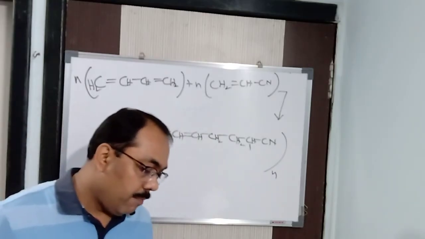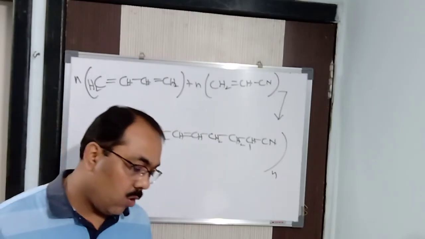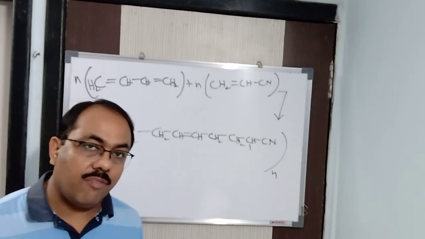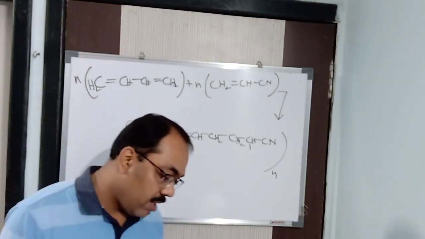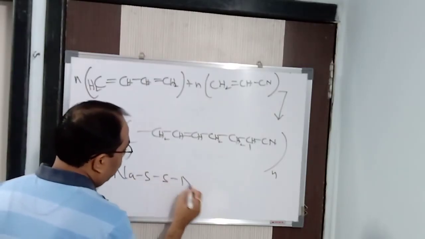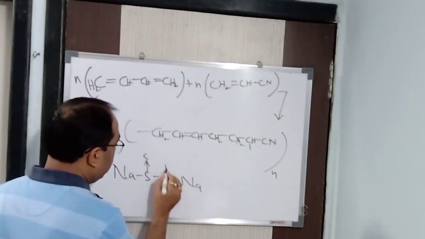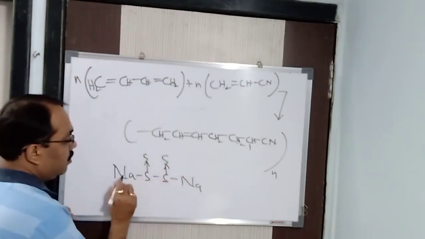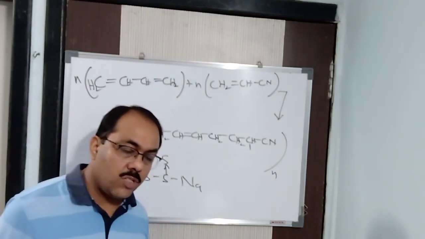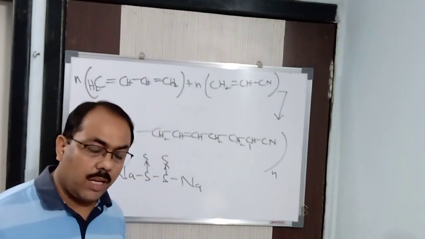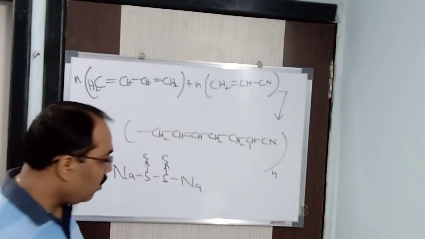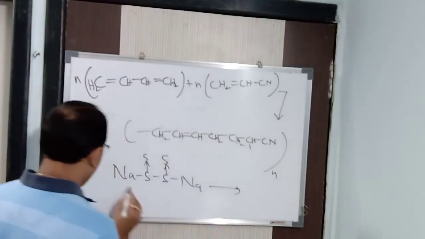We can also prepare polysulfide rubber, that is thiocol. In polysulfide rubber we take ethylene dichloride and sodium polysulfide. What is sodium polysulfide? This is your sodium polysulfide, Na-S-S, that is Na, and this S, it's a coordinate bond. This is known as sodium polysulfide. So ethylene dichloride, CH2Cl-CH2Cl, plus sodium polysulfide will give you thiocol.